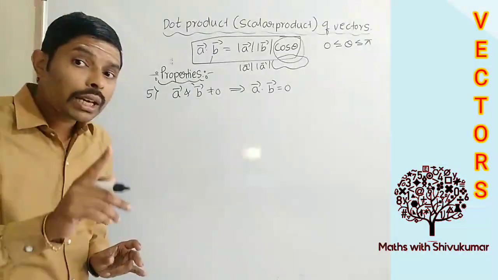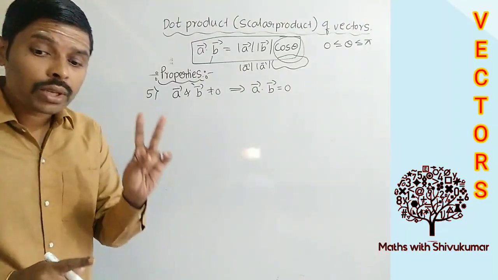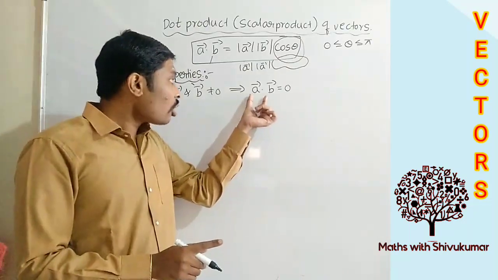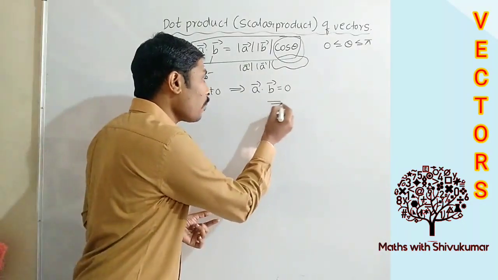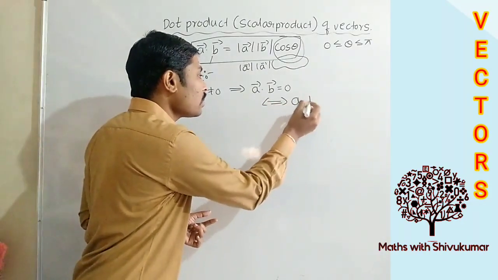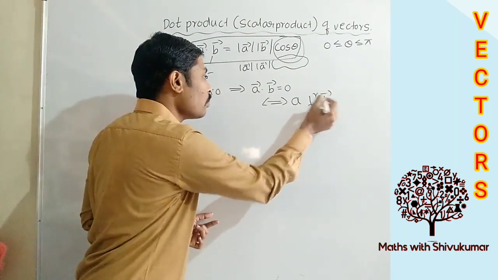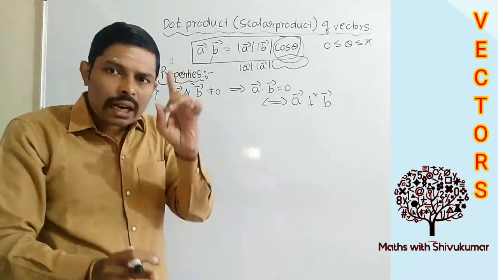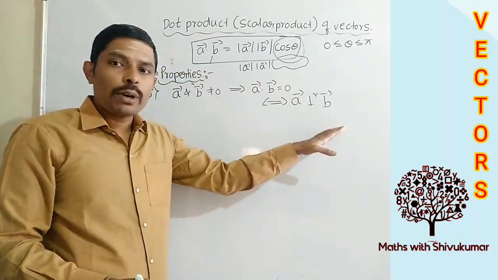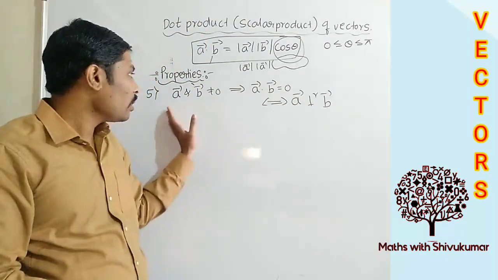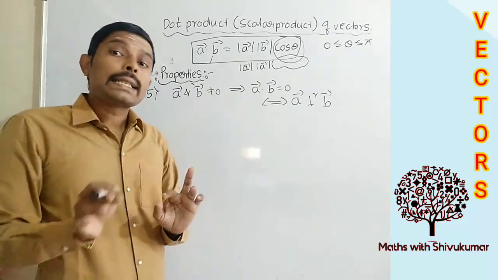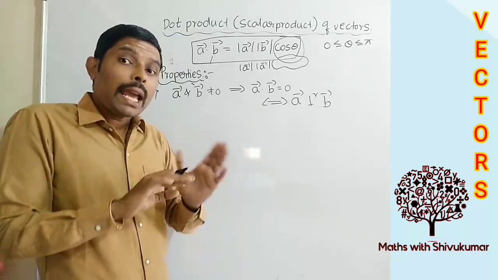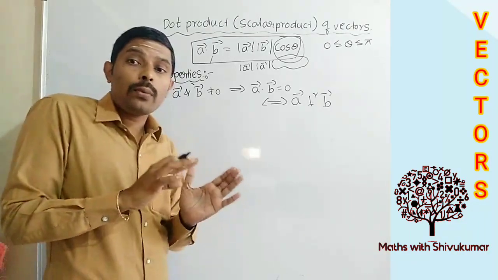If A and B are any two non-zero vectors such that A dot B is equal to 0, if and only if A is perpendicular to B. Most important result: if the dot product is 0, then 100% A and B are perpendicular to each other. A and B are non-zero vectors such that their dot product is 0 when it is possible if and only if. What is the meaning of if and only if?